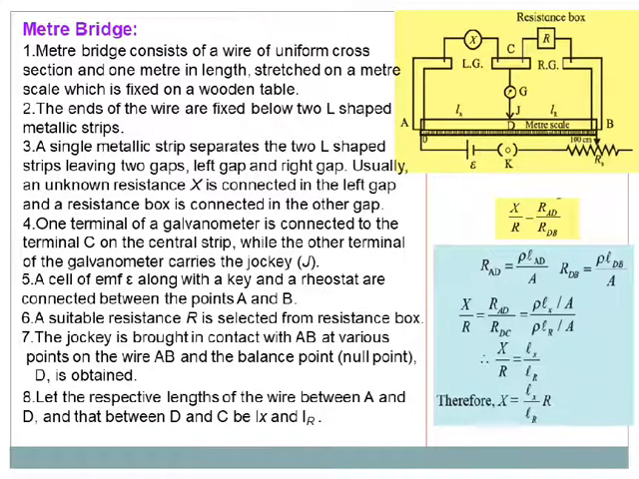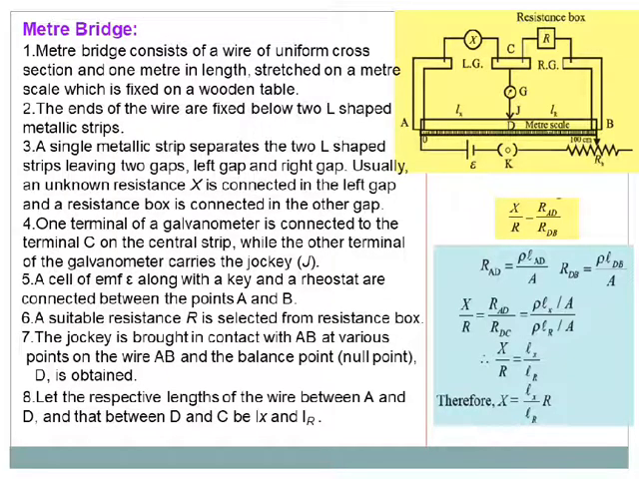Known resistance means a resistance box, which has a number of resistors, and by looking at the pin you can get the value of the resistance. That is connected in the right gap. You are the one who decides which amount of resistance to remove from that box. So that is in the other gap.